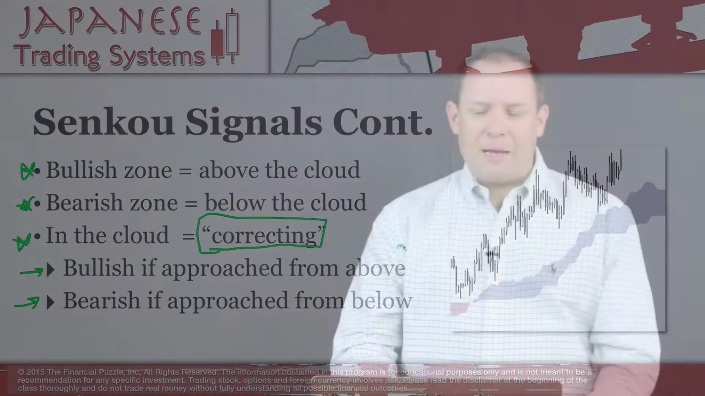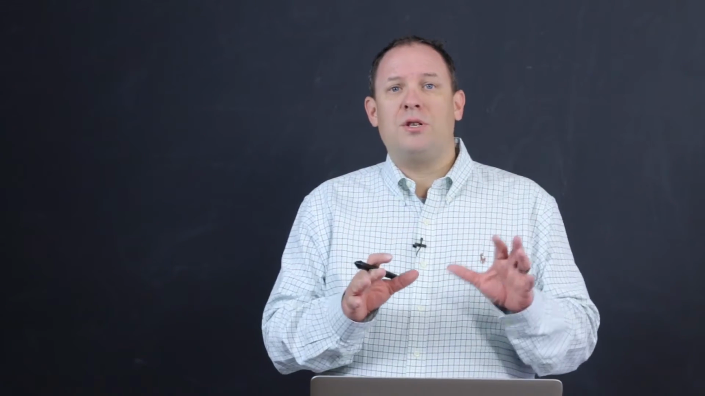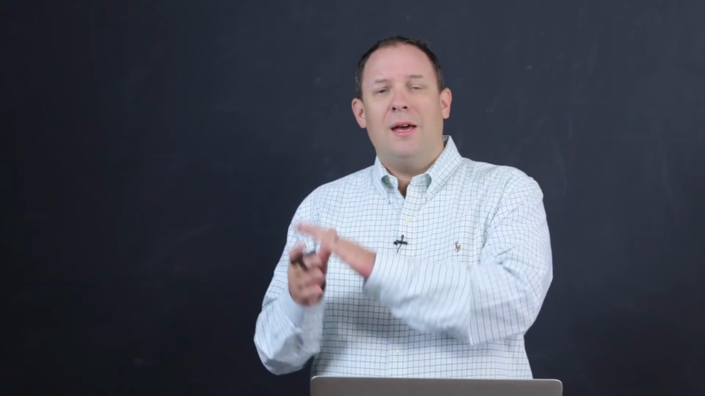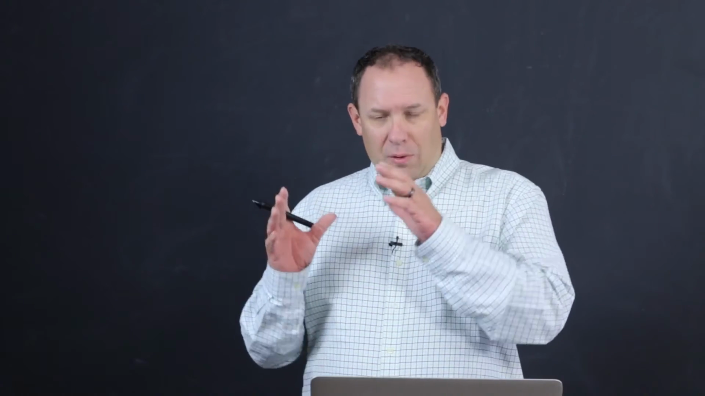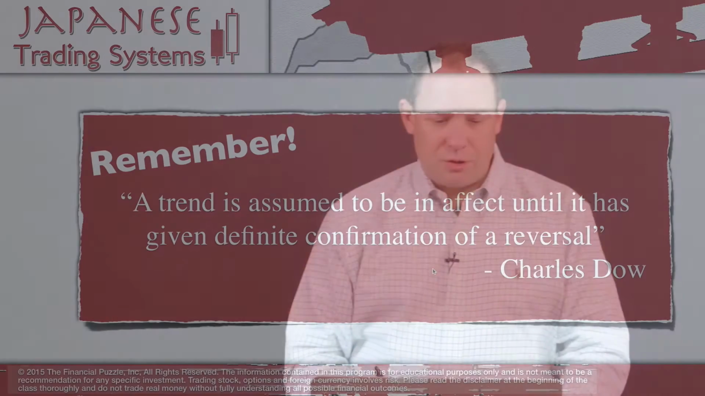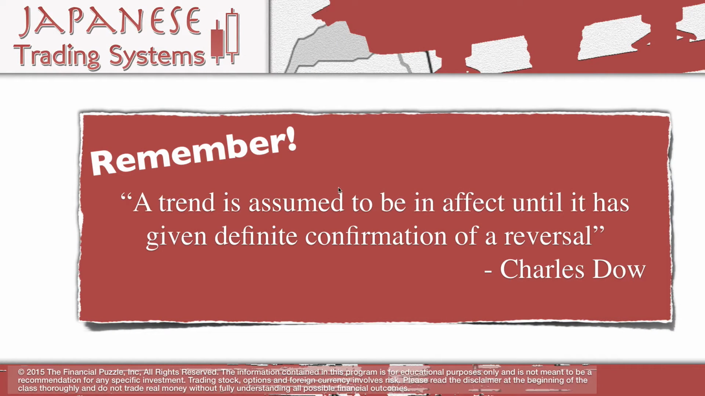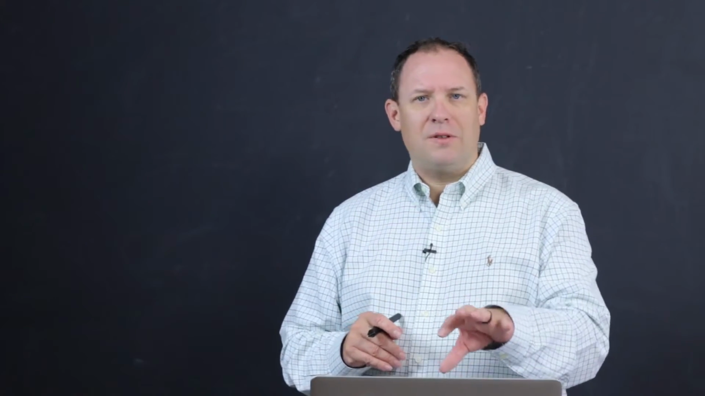Where these statements come from is the philosophy that a trend is still in effect until it's given definite signals of reversal. So the assumption is if it retraces into the cloud, it's still a bullish trend, but we've corrected and we're back in the cloud, and we're looking for some sort of breakout for a continuation of that preceding trend. Remember, this is a direct correlation to that old Charles Dow statement: a trend is assumed to be in effect until it's given definite confirmation of a reversal. This is part of Dow theory. It's one of the core tenets of technical analysis, and the Japanese have discovered it as well.